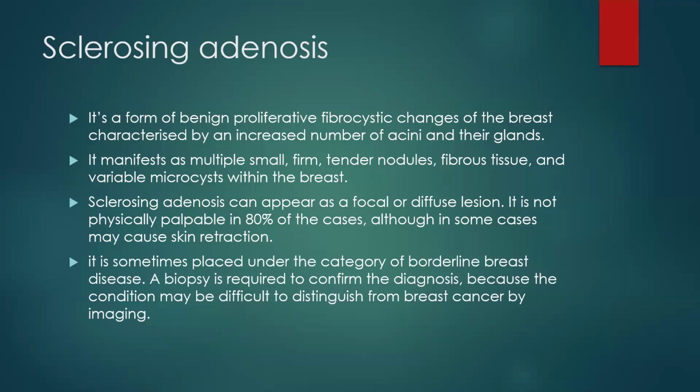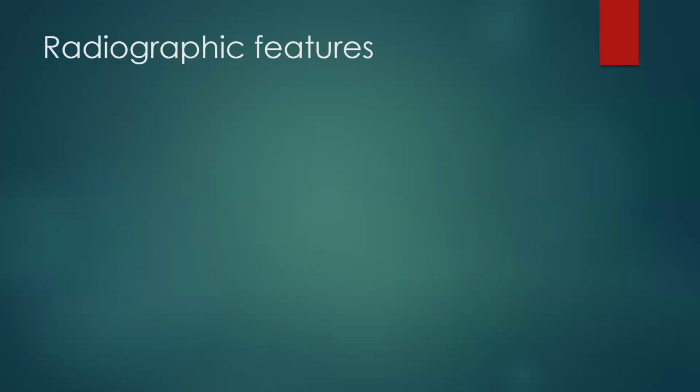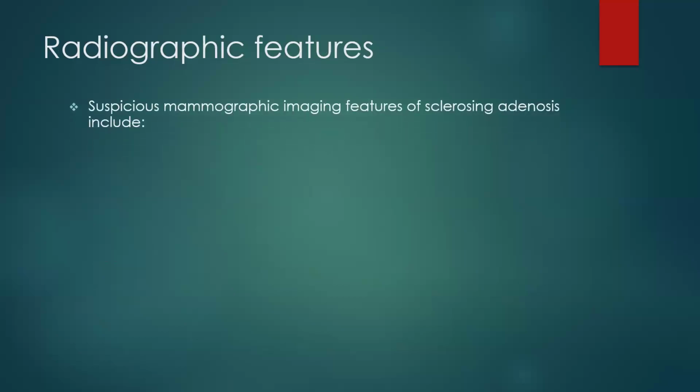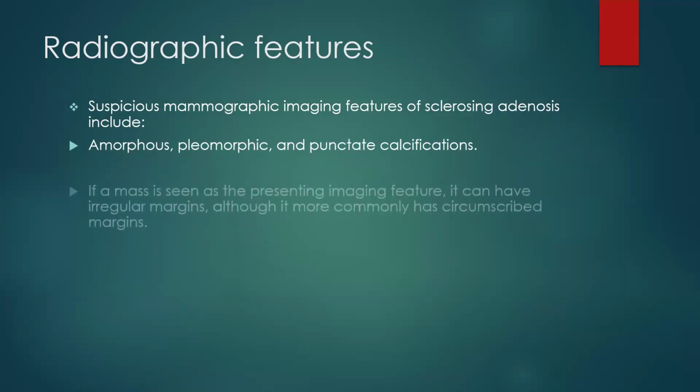Here, a biopsy is required to confirm the diagnosis because the condition may be difficult to distinguish from breast cancer by imaging alone. And it could mimic invasive ductal carcinoma or ductal carcinoma in situ. The suspicious mammographic imaging features of sclerosing adenosis could include amorphous, pleomorphic, or punctate calcifications.